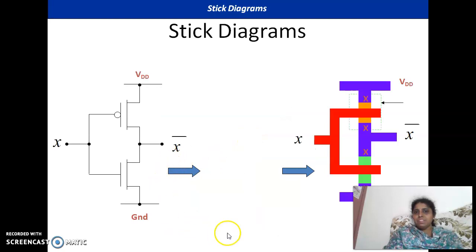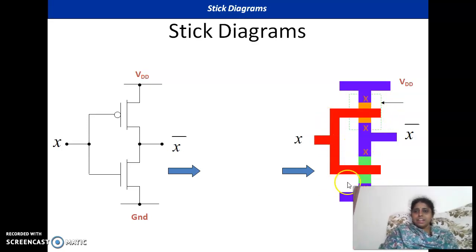For the CMOS inverter, this is a PMOS on the pull-up and NMOS on the pull-down. So we can draw red over yellow, and this one is red over green. Overall red is joined because both the gates are joined together to apply the input, and both the drains are joined together to take the output. The source of PMOS is connected to VDD, and the source of NMOS is connected to ground. So that connection we can see.